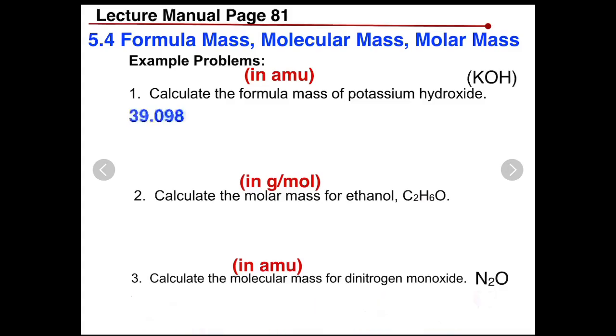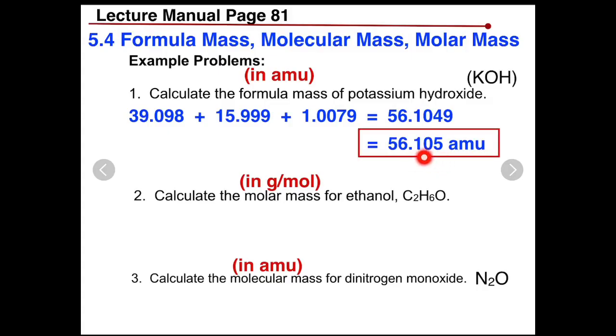Pretty much you are going to add all the masses together from all the elements. For example, this comes from potassium, adding oxygen, adding hydrogen. Add all of this together, with the answer reported to the number of the least decimal places. So your final answer would have 3 decimal places in units of AMU, because this is the formula mass of this ionic compound.